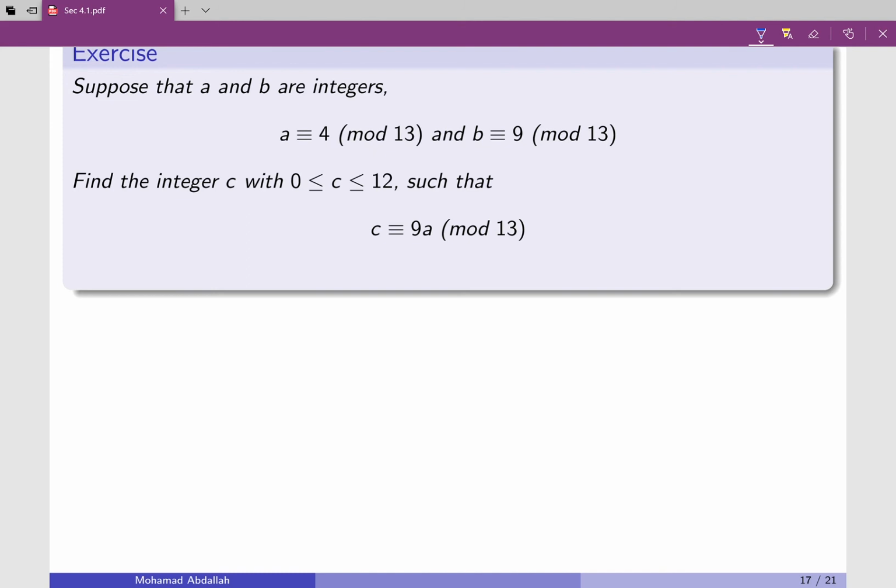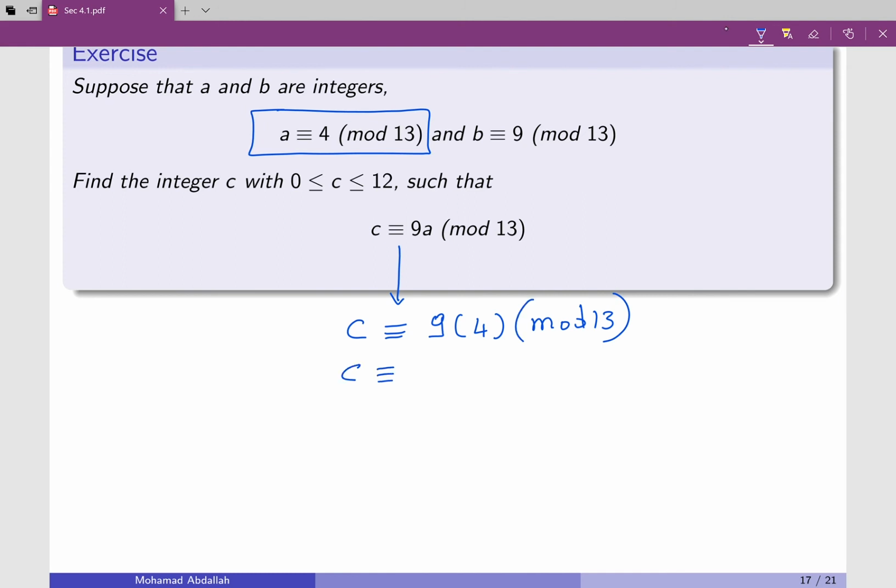So here's what I do in this case. I'm working in mod 13 and I know that A is congruent to 4 mod 13. So I can start by saying that C is congruent to 9. Instead of A, I can put 4 mod 13. So this means that C is congruent to 36 mod 13.